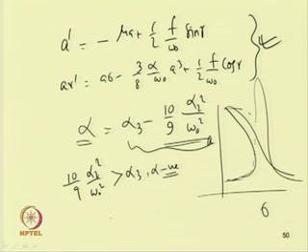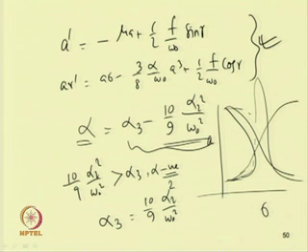And if alpha 3 is greater than 10 by 9 alpha 2 square by omega 0 square, in that case this alpha will become positive and we can have a hardening type of response. So, the response will be that of a hardening type of response.